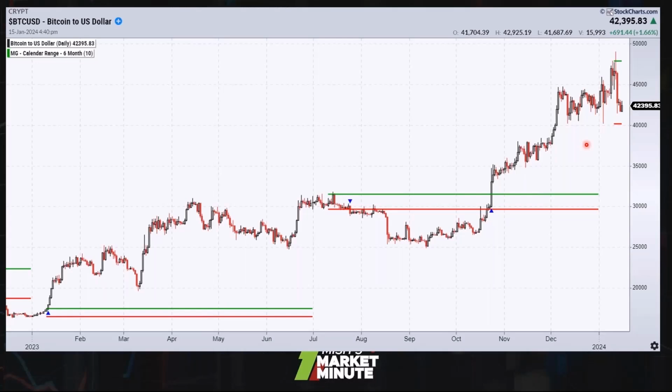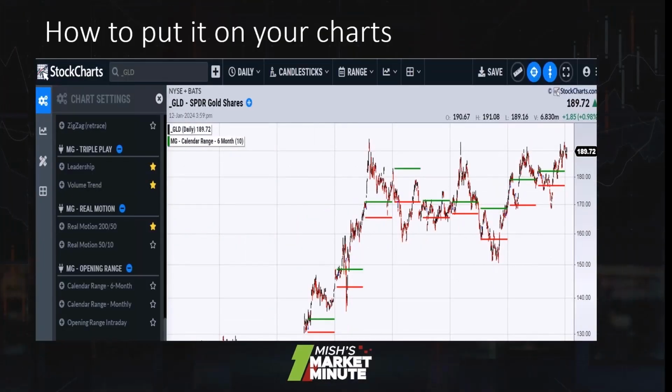Okay, so we hope that really kind of gave you a good brief idea of just how simple and powerful these calendar ranges are. Geoff's going to show you now how you can put it on your charts as a StockCharts user. All right, so as Mish pointed out right from the top of this presentation, StockCharts is amazing when it comes to making things simple.